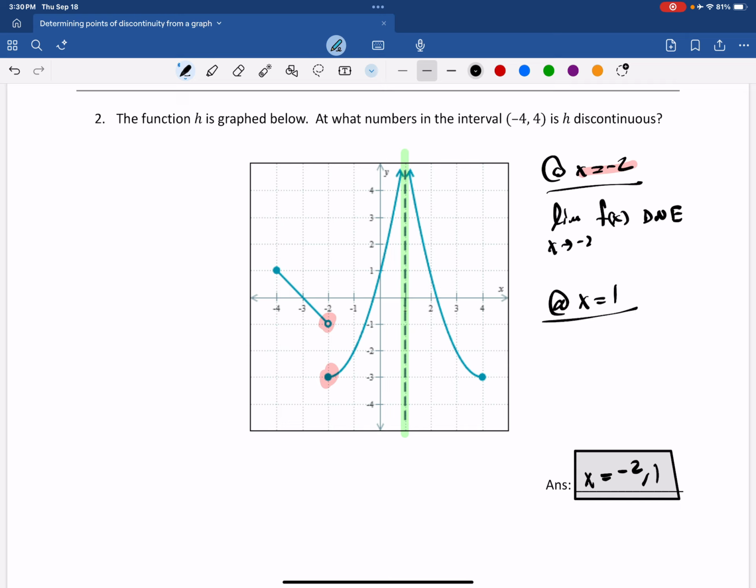Notice x equals 1 is a vertical asymptote. We can do multiple reasons here on this one. Notice this is a vertical asymptote. There is no solid dot anywhere. So that could be the reason right there. You could simply say that f of 1 doesn't exist. That's enough right there, because the function's undefined at that point, we know that technically this is discontinuous at that point.